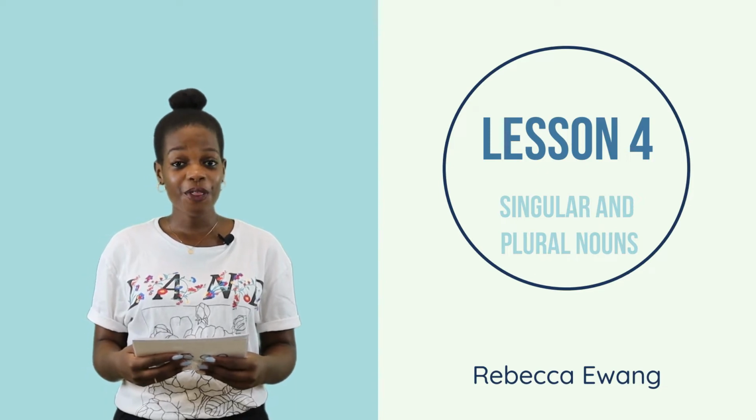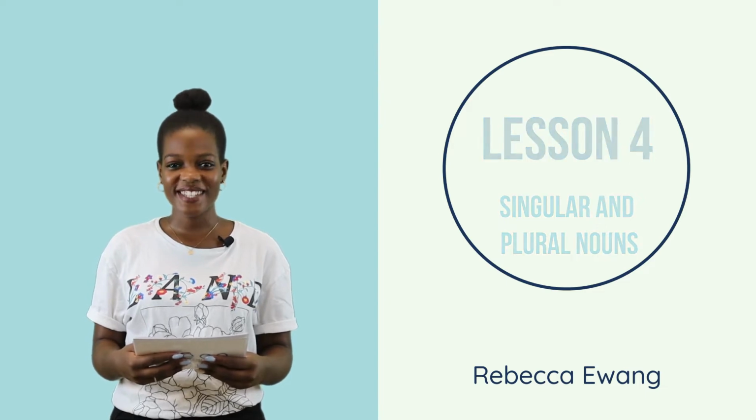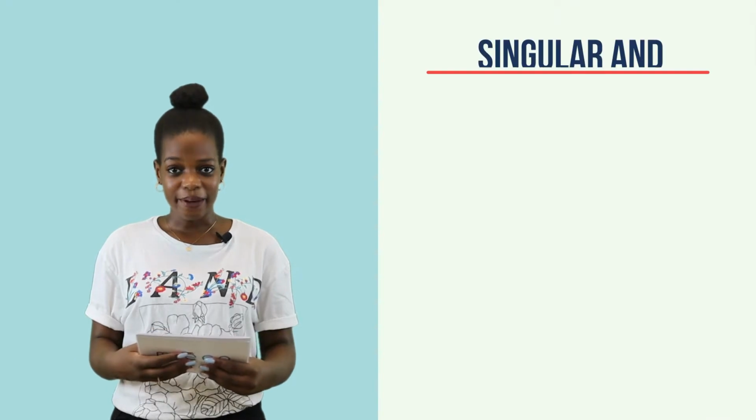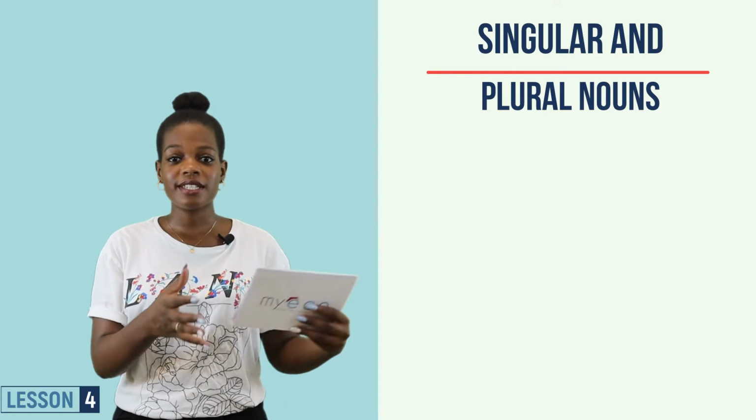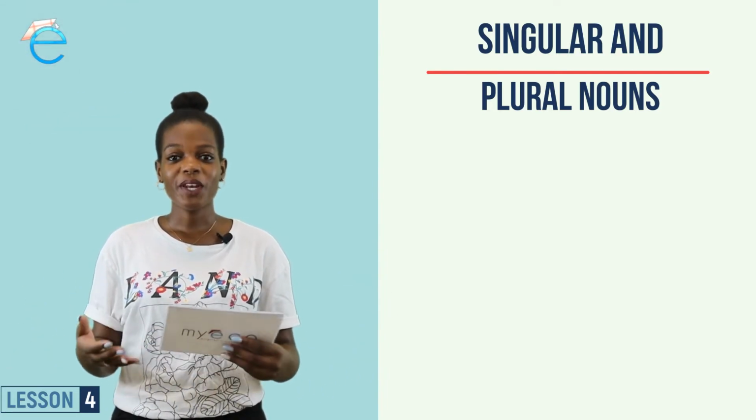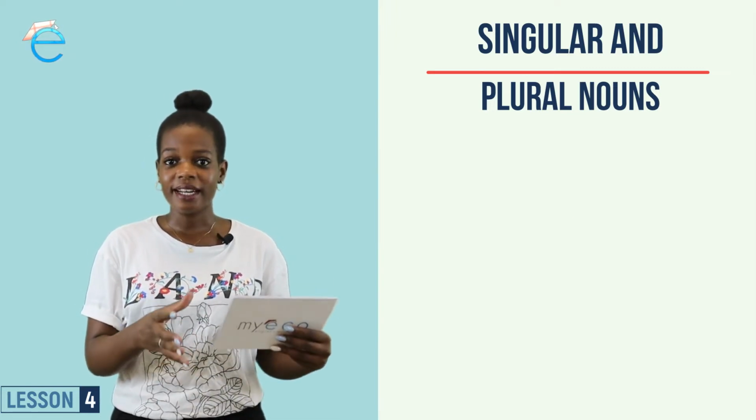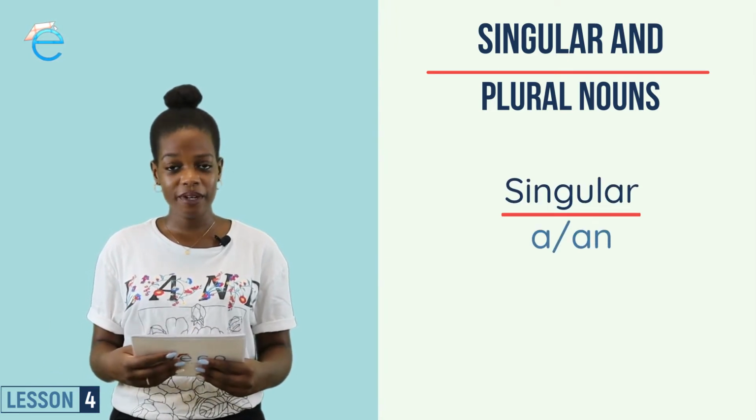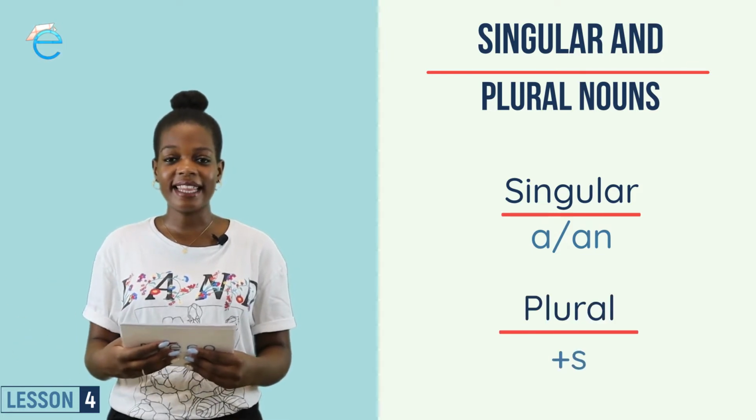The topic of our fourth lesson is singular and plural nouns. Let's begin. Like other languages, in English, we group our nouns in singular and plural groups. We know from our last lesson, when I have singular nouns, I use a or an before my noun. And when we have plural, I add an s at the end of my noun.